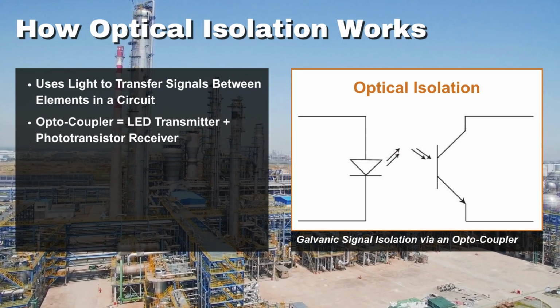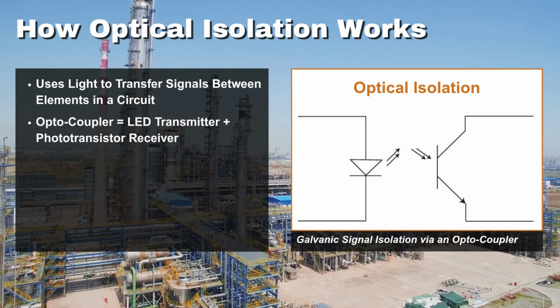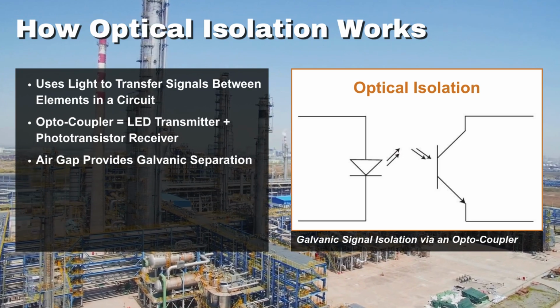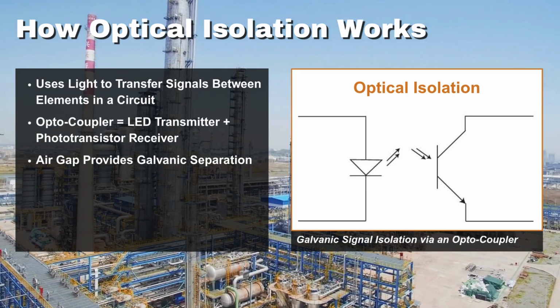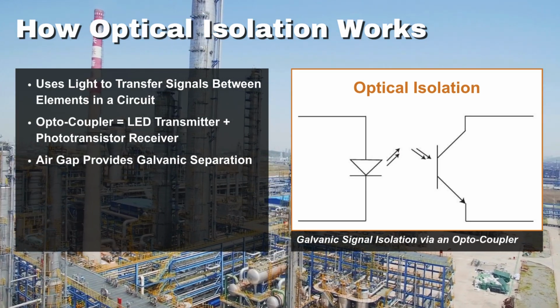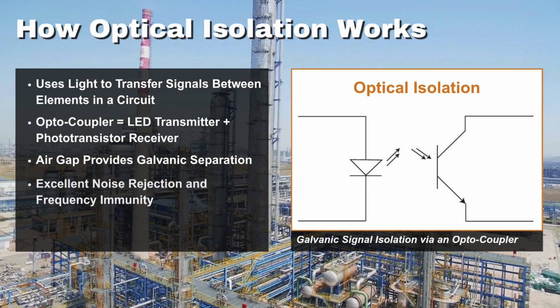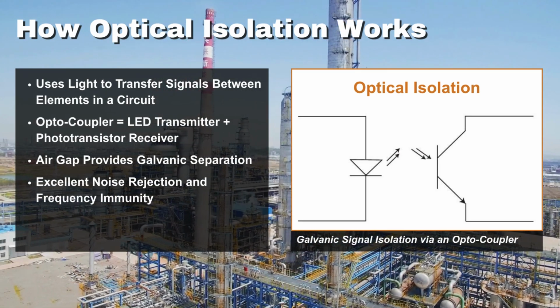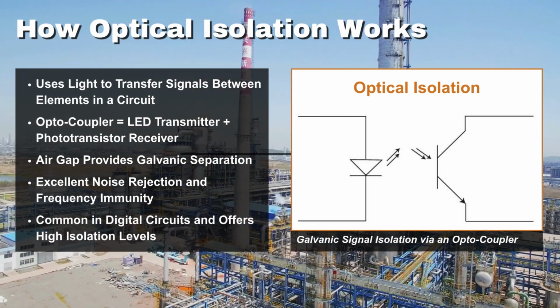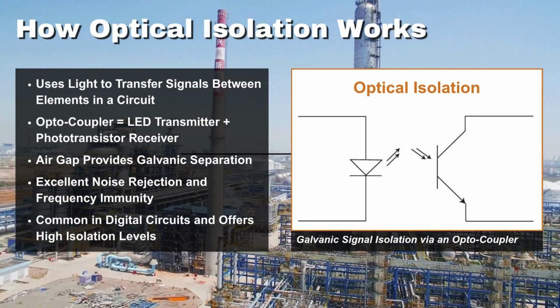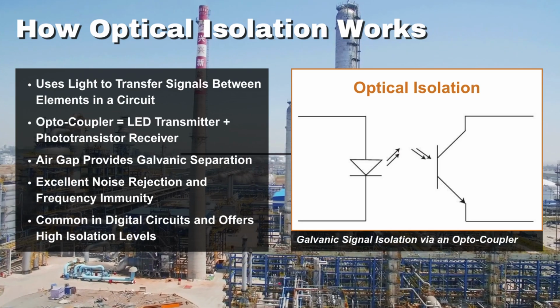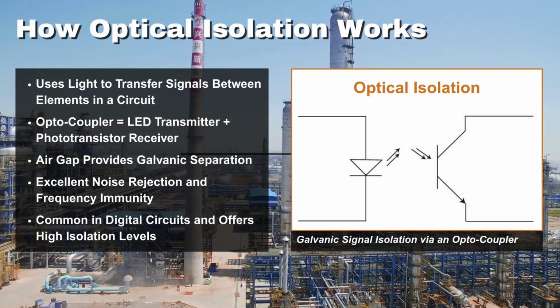The LED's light intensity determines the output signal, and the air gap between the two provides the galvanic separation that ensures full electrical isolation. Because no electrical connection exists, optical isolation offers excellent common mode noise rejection, is ideal for digital circuits, is not frequency sensitive, and is often smaller and capable of providing higher isolation levels than transformer isolation.